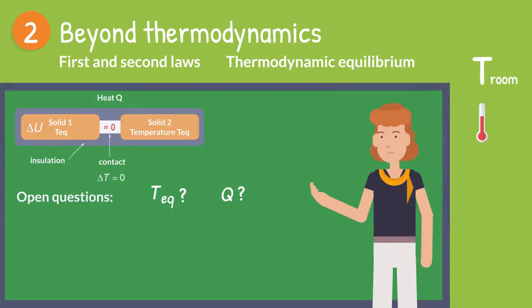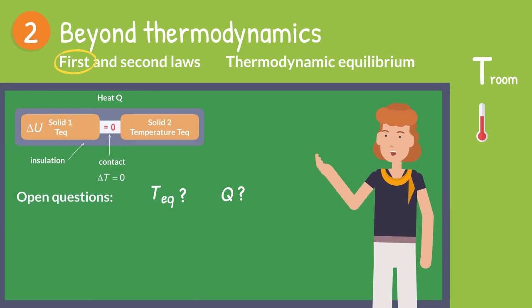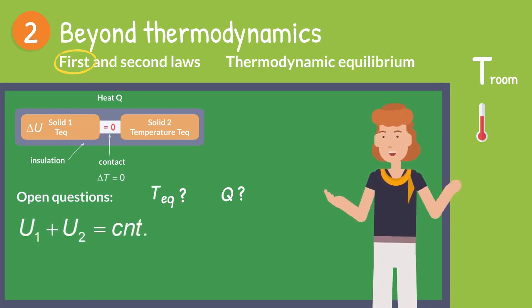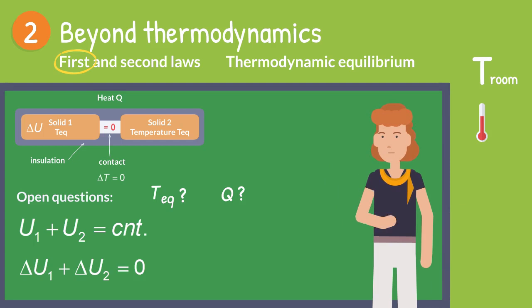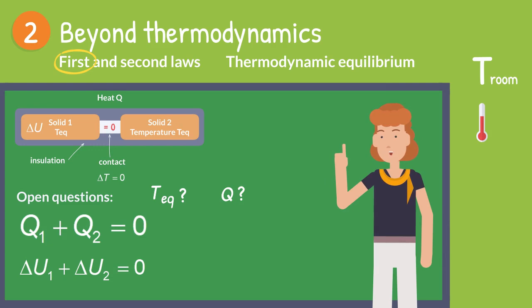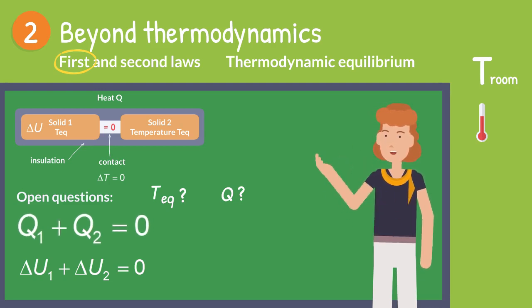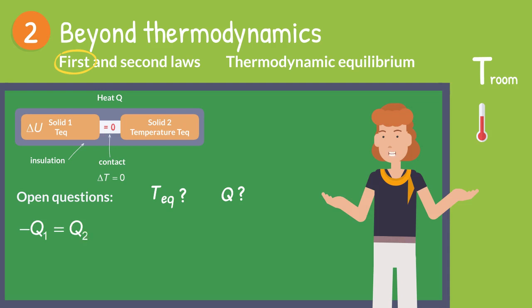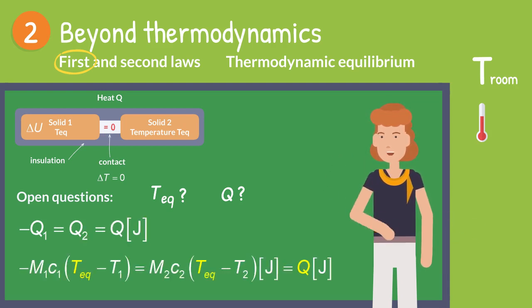Did you answer these questions by yourself? They can be answered by applying the first law of thermodynamics, also called energy conservation principle. It postulates that, with the system isolated from the outer environment, the initial energy is conserved throughout the thermal evolution of both bodies. In this example, this means that energy gained by solid 2 plus the energy lost by solid 1 equals 0. One of them will be positive and the other negative. This will allow you to calculate the equilibrium temperature and the amount of energy transferred, or heat.